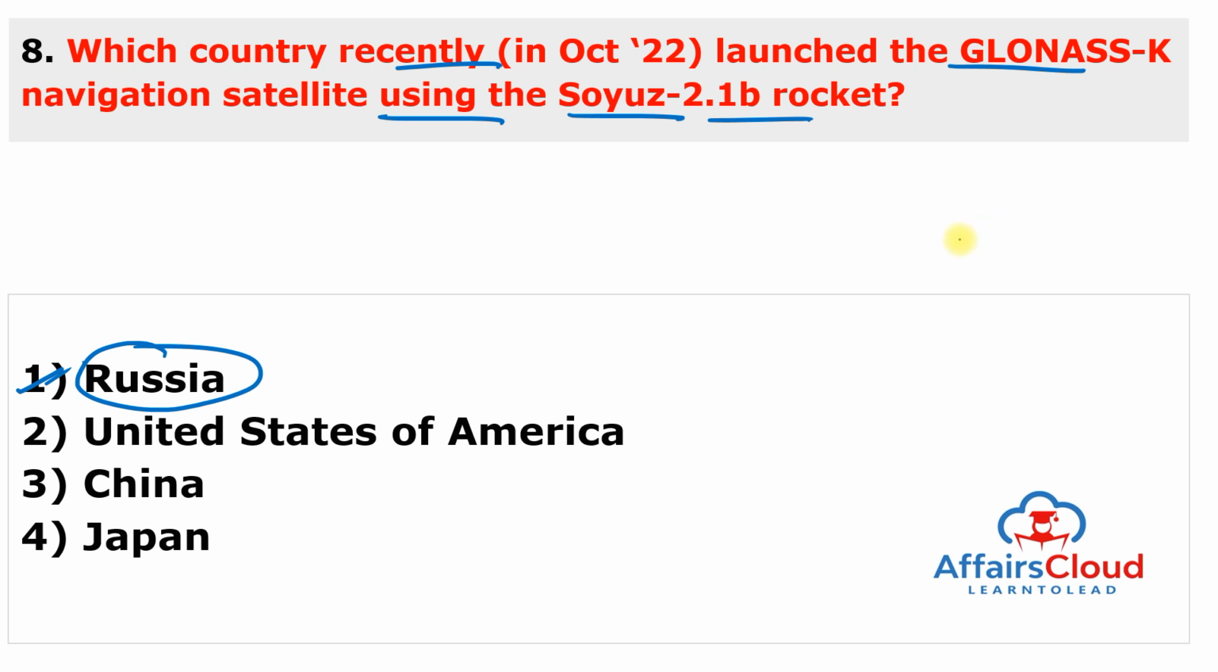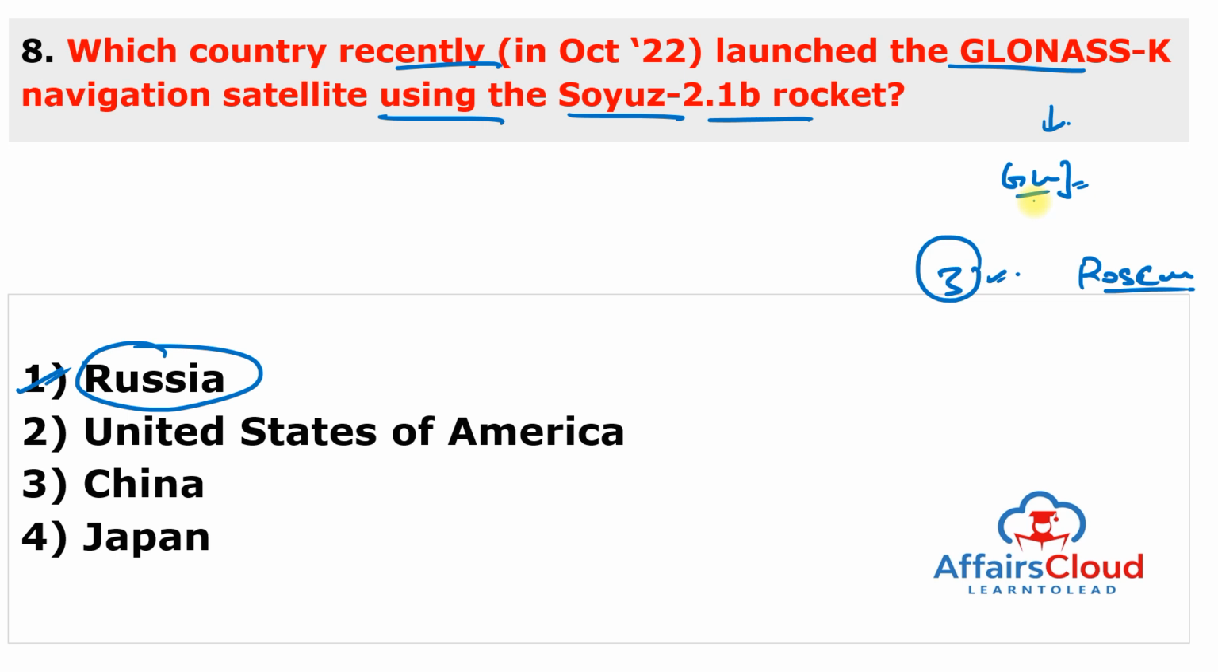And this GLONASS-K is the third generation Russian global navigation satellite system satellite, designed and developed by the Information Satellite Systems Company, which is a division of Roscosmos, the Russian State Space Corporation. And what is the meaning of GLONASS? GLONASS stands for Global Navigation Satellite System.